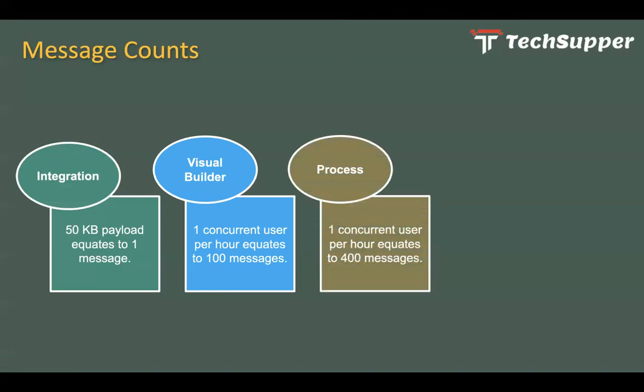If you are using Process, then one concurrent user per hour equates to 400, which is 4 times Visual Builder. If two concurrent users, then it will be 800 messages deducted per hour. Let's suppose on Process someone logs in and does some activity, logs in for only 5 minutes and then logs out and comes back after 1 hour or so. Then it is counted as another session and another 400 messages will be deducted. Same case for Visual Builder too.